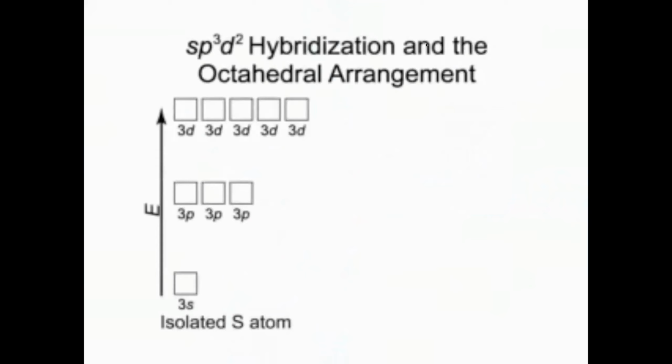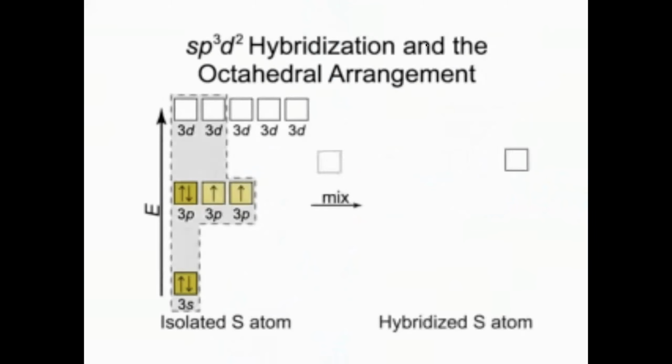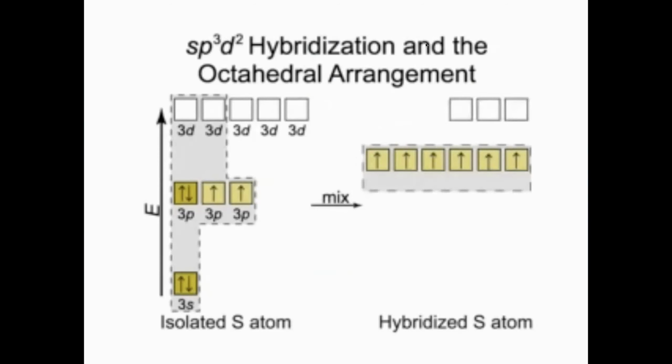Sulfur also has an expanded valence level in many of its compounds. In the ground state, it has a filled 3s orbital, one filled and two half-filled 3p's, and five empty 3d's. In the octahedral molecule sulfur hexafluoride, the 3s, all the 3p, and two of the five 3d orbitals of the central S mix to form six half-filled sp3d2 hybrid orbitals. The three unhybridized 3d orbitals remain empty.